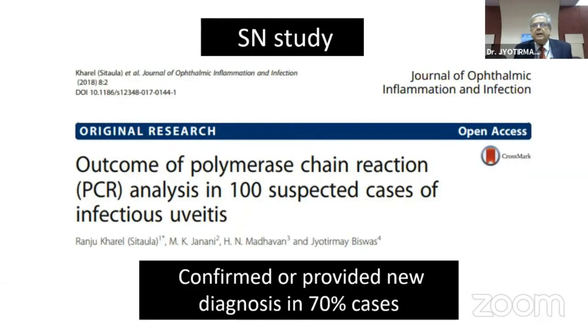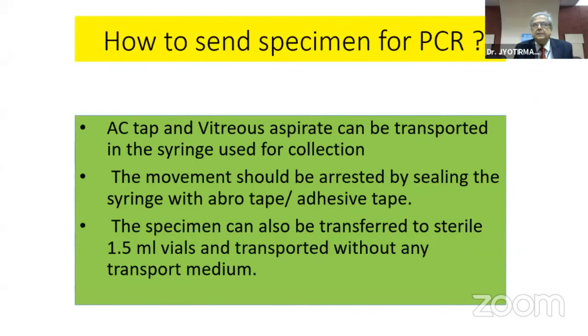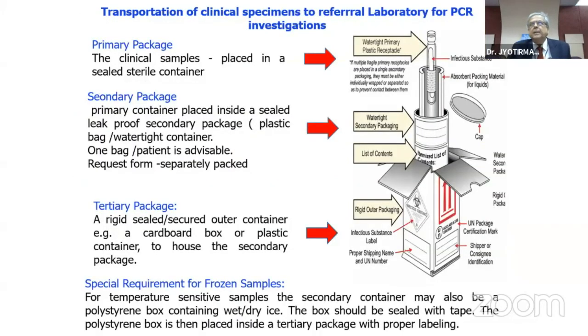We have studied 100 suspected cases of infectious uveitis. It confirmed or provided a new diagnosis in 70% of cases. How to send the sample for PCR? Aqueous and vitreous samples are used in the syringe. The movement should be arrested by sealing the syringe with Abdo tape or adhesive tape, or you can put it in a sterile vial, and you can put it in three packages, the primary package, secondary package, and tertiary package, to make sure that the fluid doesn't leak out.